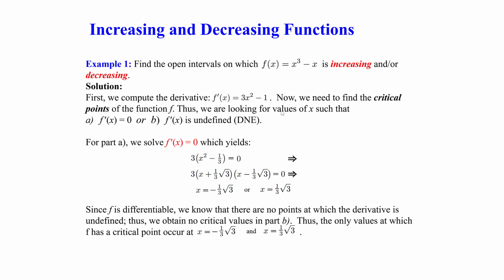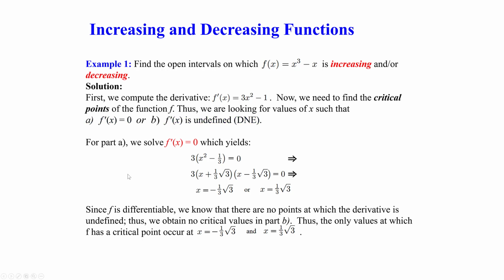So first, let's take the derivative. The derivative of x cubed is 3x squared. The derivative of x is 1, so therefore the derivative of x cubed minus x is 3x squared minus 1. Now we've already discussed critical points in a prior video, so how do we find the critical points? Let's review. We know that there are two conditions that could be satisfied. A, the derivative is 0, or B, the derivative is undefined.